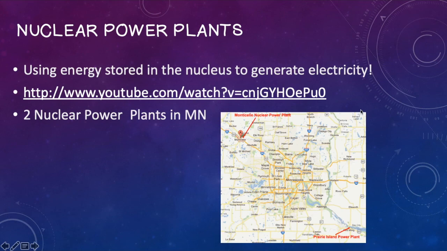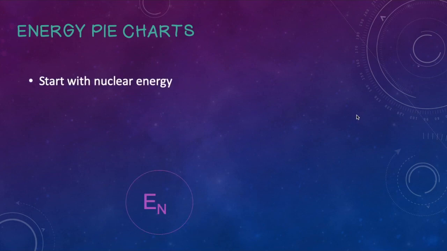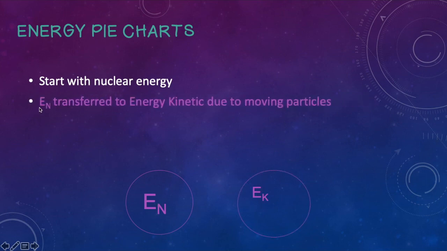All right, anyway, so that's the chemistry and the science behind nuclear power plants with fission. And then I just want to connect this to the energy pie charts that we learned how to do earlier this year. So start with a pie and put En in the center. There's your energy nuclear. And then the En transfers to energy kinetic because of the moving particles.